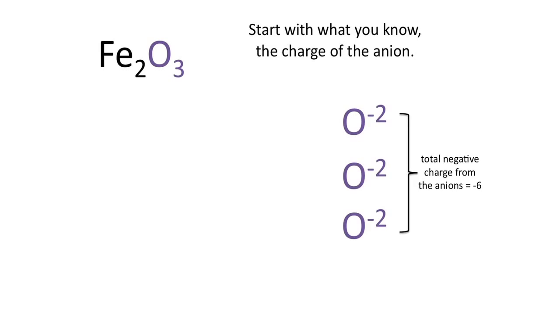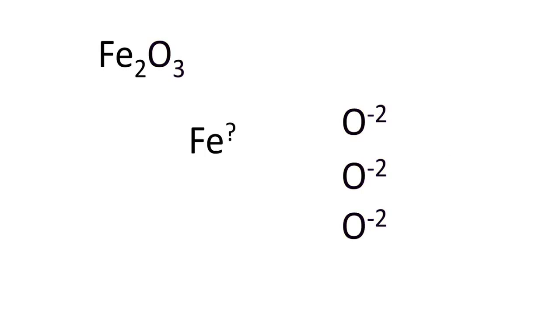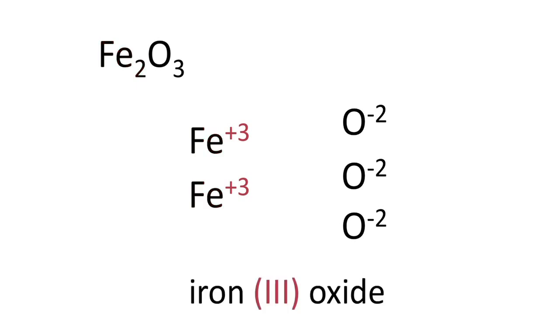We can use this to figure out the positive charge on the iron ions. But when we look at the formula, we see that we have 2 iron ions in the formula. That means that the sum of the positive charge from both iron ions must be equal to +6. Which means that the charge on each iron ion would be equal to +3. The charge of the ion is what you use for your Roman numeral in the name of the compound. So this would be iron 3 oxide.